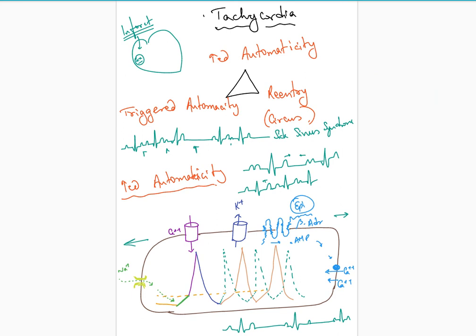How does tachycardia take place? I was telling that tachycardia can occur in three ways. There can be a case of increased automaticity, there can be a case of triggered automaticity, and then there can be a case of re-entry or circus movement. So let's take them one by one. How can increased automaticity take place?